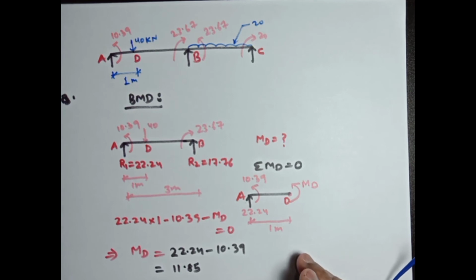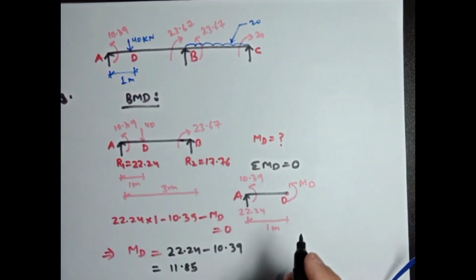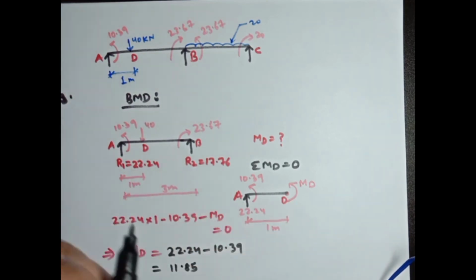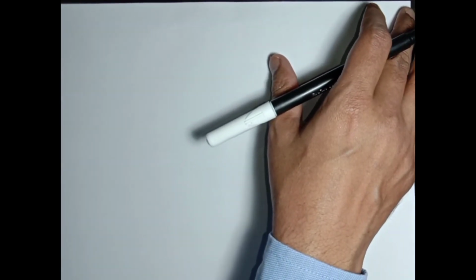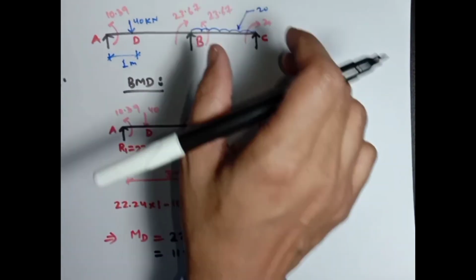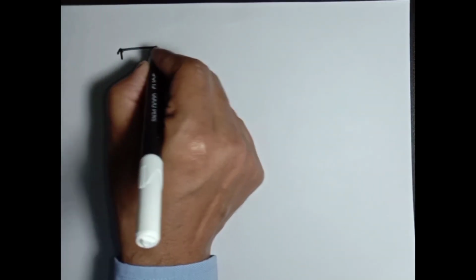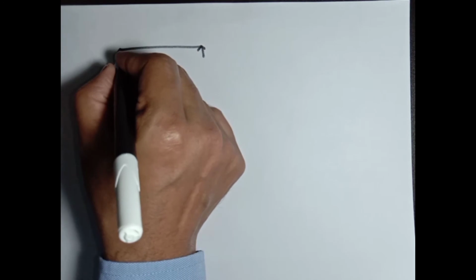Now we are going to analyze span. This is for span AB. Now we are going to analyze span BC, so that we will draw a bending moment diagram. Now using the same loading diagram, we are separating out this part only, BC. Here we are taking span BC. This is BC.